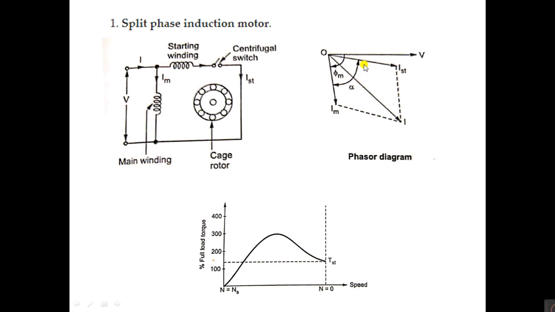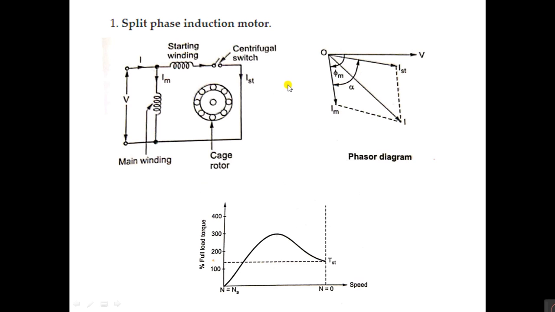So there is a phase difference between the starting current and the main winding current. The angle is alpha. This phase difference is enough to produce a rotating magnetic field. This rotating magnetic field starts the motor, right? Remember, the currents of the two windings are not equal, so the rotating field is not a uniform one.